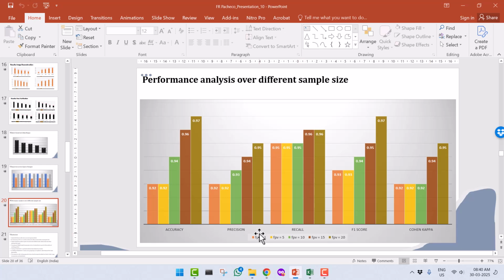And these are the experiments for different sample sizes, where we have used one sample per class, 5 samples per class, 10 samples per class, 15 and 20. It's very obvious that as training size increases, the performance also goes up. For accuracy, precision, recall, F1 score, and Cohen-Kappa, we can observe that it keeps going higher as the sample size increases.